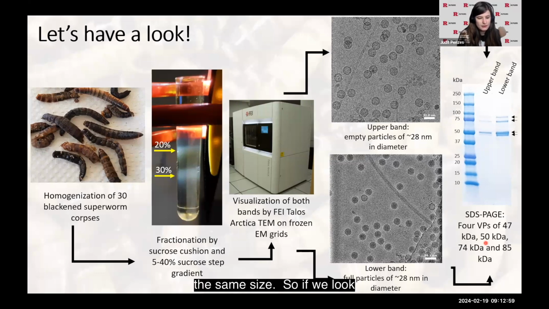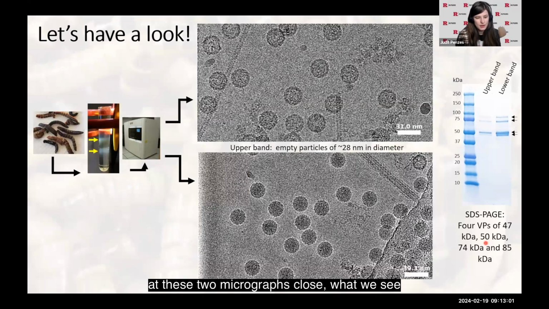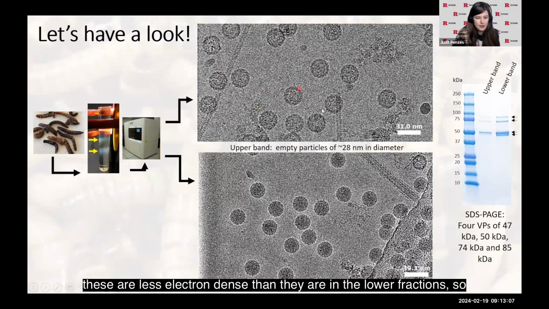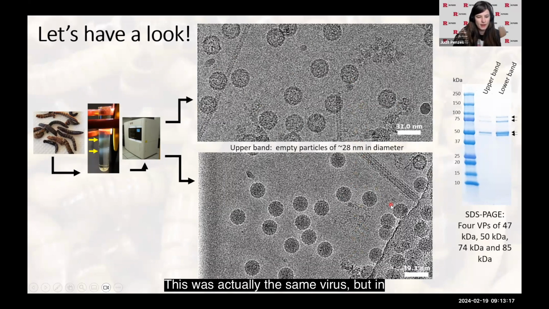So if we look at these two micrographs closely, what we see is that in the higher buoyancy upper fraction, these are less electron dense than they are in the lower fraction. So this made us think that we weren't dealing with two different viruses in here. This was actually the same virus, but in the higher buoyancy fraction, these were empty capsids, just shells that were not filled with genome, whereas the lower fraction contained the virions that actually packaged genome and were mature.